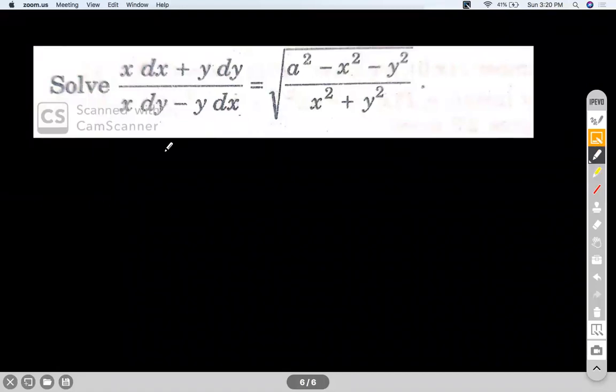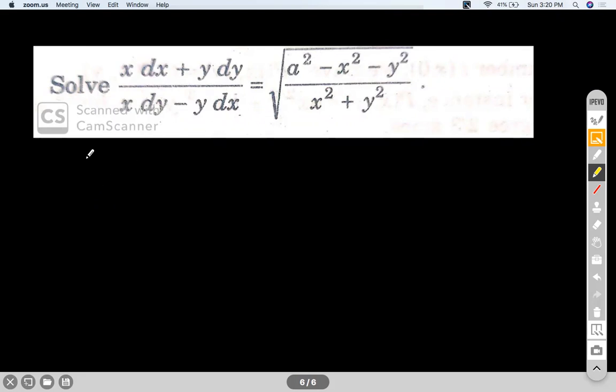All right, so let's have another problem on reducible to variable separable form. Again, please pause the video and try it out yourself. All right, so hope you have given it an honest try.